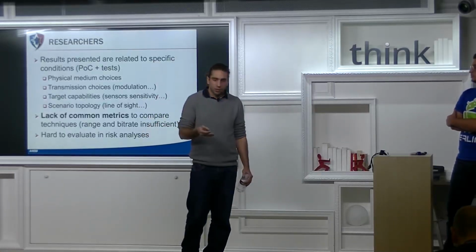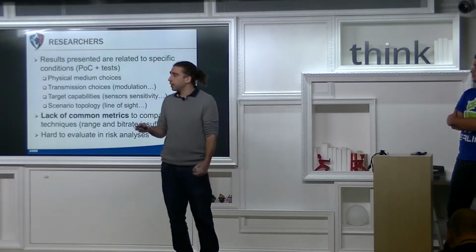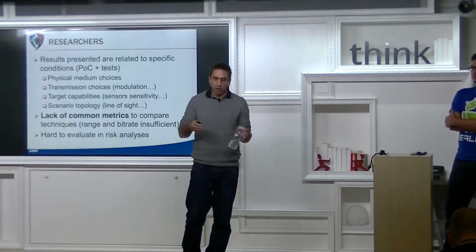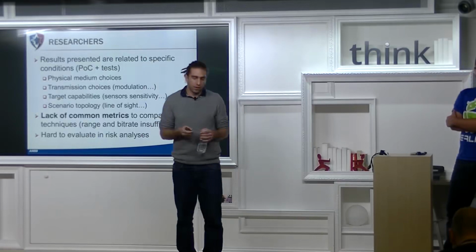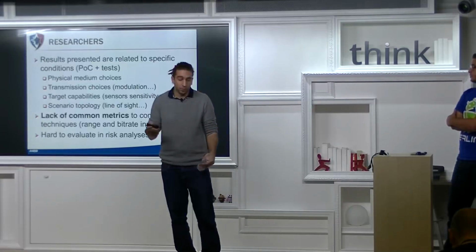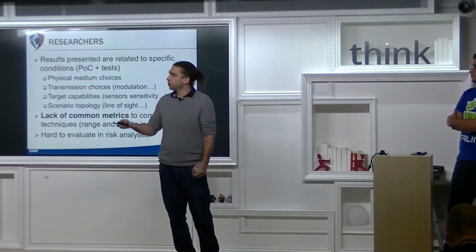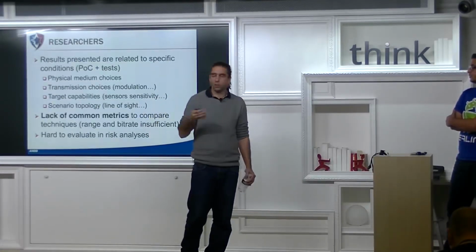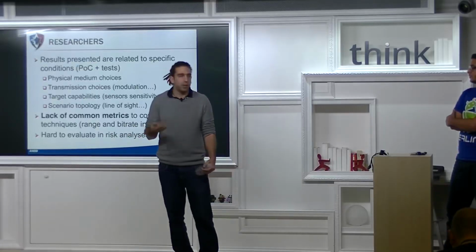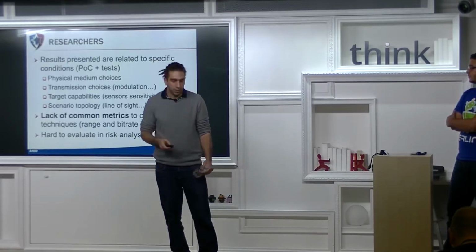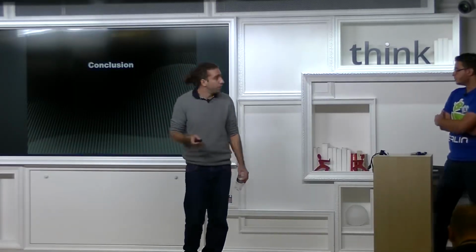So our point of view is that in that particular field, there is a lack of common metrics to really reliably and scientifically compare the different techniques that are presented. Of course, the range and the bit rate are really insufficient. For example, you never know if the researchers made the best choices from a transmission point of view for the modulation, for the encoding, and so on. And maybe the throughput can be increased. So it's really hard to take that into account in risk analysis. And I let Shauki finish with the conclusion.